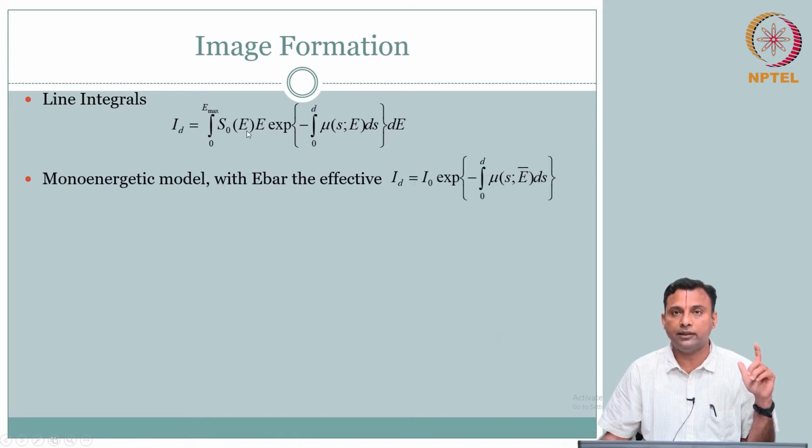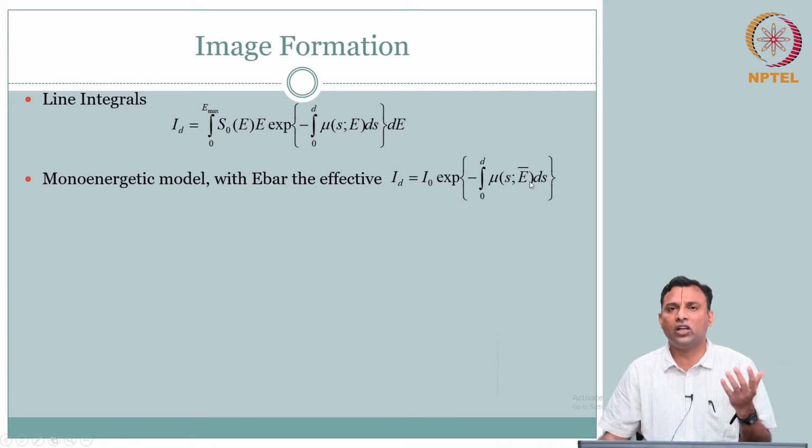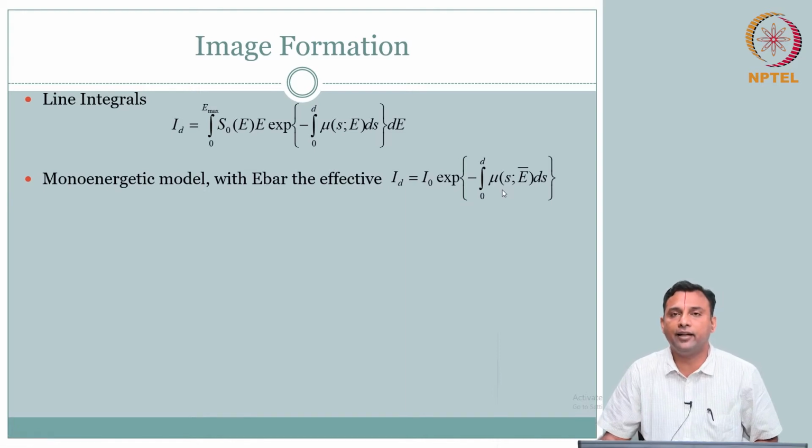So we can reduce this to the first level by saying ID is I naught times this monoenergetic term, where the integral over E to E max is substituted with only one energy: the average energy, the effective energy, or the equivalent energy. It is all similar, it represents the same thing. So now you notice we did at least one level of simplification, but we are still not done. We still have one integral here.